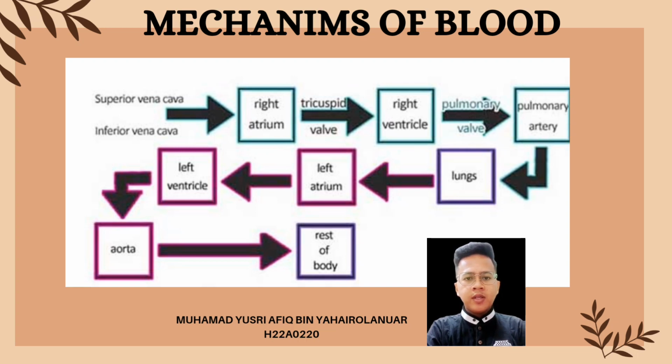4. Gas exchange occurs in the lung. Carbon dioxide will be expelled while oxygen will be taken into the bloodstream. 5. Through the pulmonary veins, oxygenated blood will travel from the lung into the left atrium. Next, the left atrial wall contracts, forcing blood through the bicuspid valve into the left ventricle.